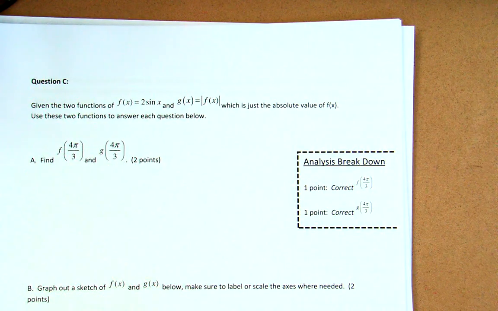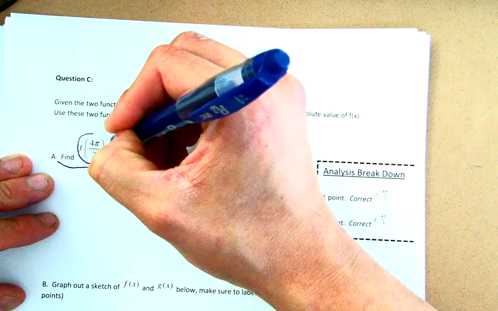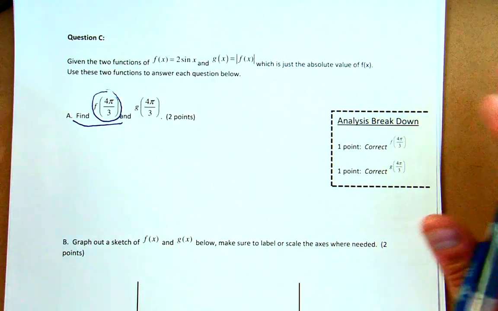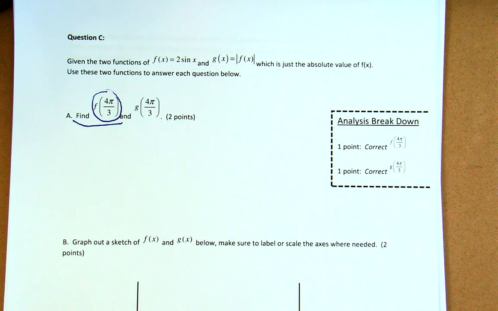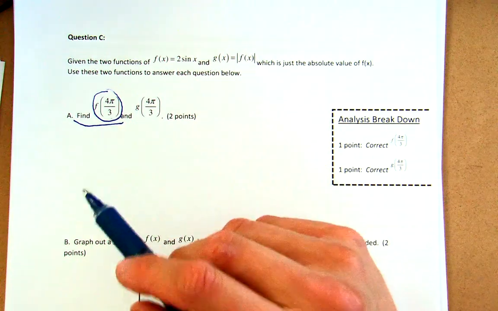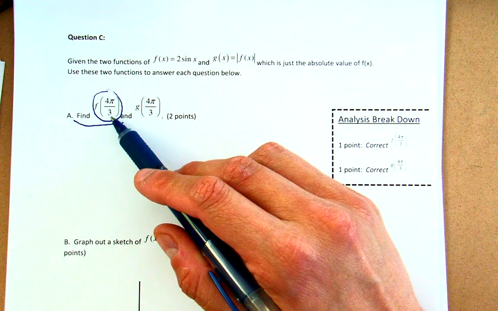Alrighty, cool. So how would we do part A for this one here? What does part A say? Find what? F of 4 pi over 3. So what would I do? Yeah, so what do I do? What does this mean? You plug 4 pi over 3 into what?